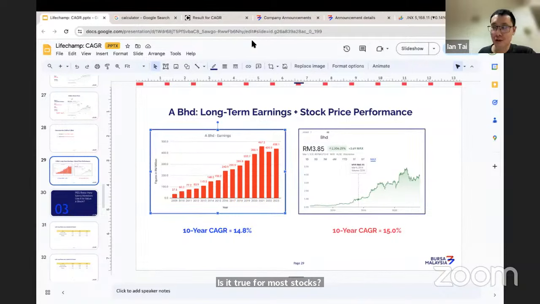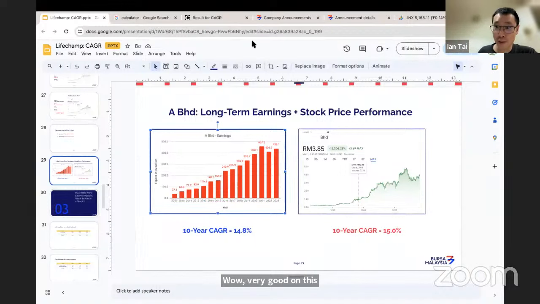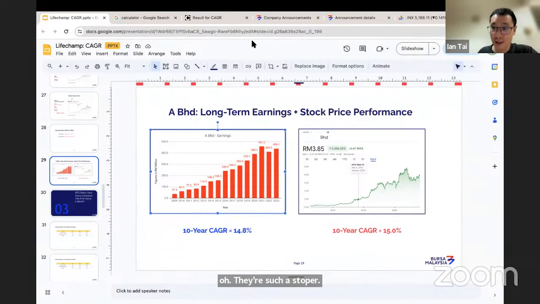There are situations whereby the earnings CAGR of a stock exceeds the stock price CAGR. If you happen to find that kind of stock, it's quite good, which means you will find this stock to be undervalued, because the growth of the earnings is faster than the stock price. Wow, very good. Even I would take a second look at such a stock. So that's one case.